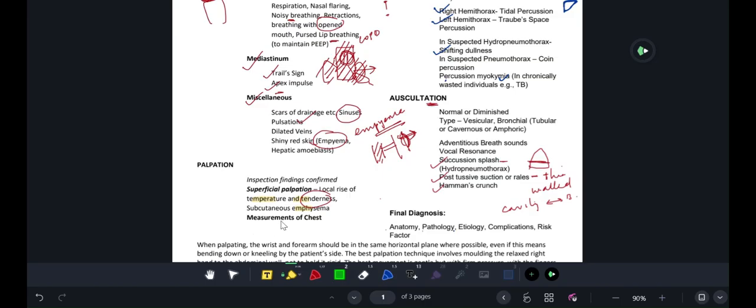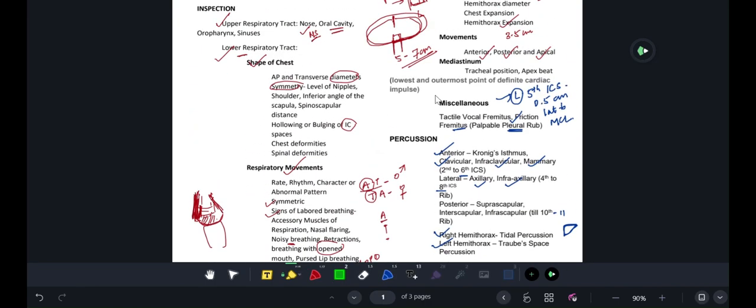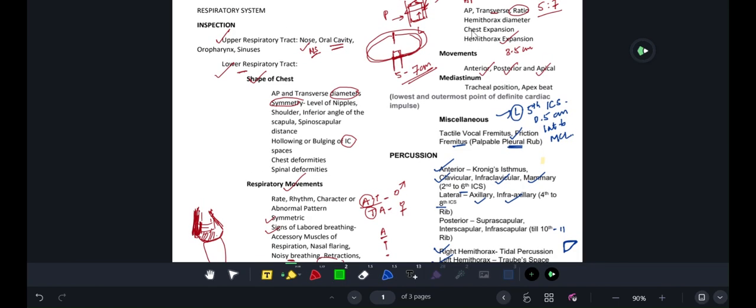Then we measured the chest by placing a cardboard. We looked for the AP diameter and the transverse diameter. We can work out the ratio of it. Then we look for the hemithorax circumferences to see if both the hemithoraces were equal. Then we look for chest expansion, which has to be 5 to 7 centimeters. Then we look for hemithorax expansion, which has to be equal on both sides.